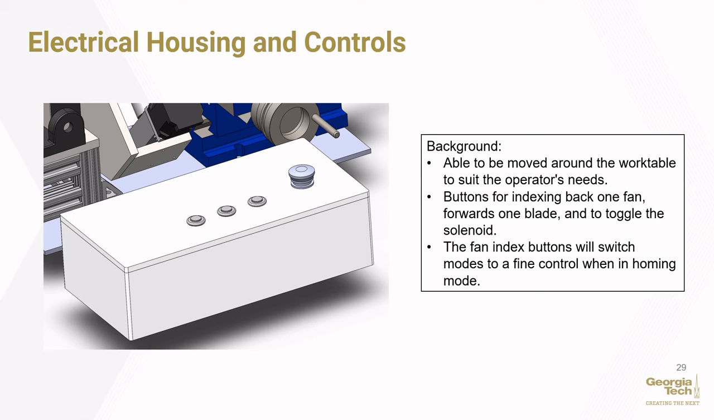The electrical housing box for the fan indexing is a freestanding box that connects all elements of the circuit while still allowing the operator to move the buttons to any desired location around the fixture. The controls include 3 push buttons which allow for direct user interface and an emergency stop button. The push buttons will, for example, index the blade forward one, backward one, or confirm the selection.